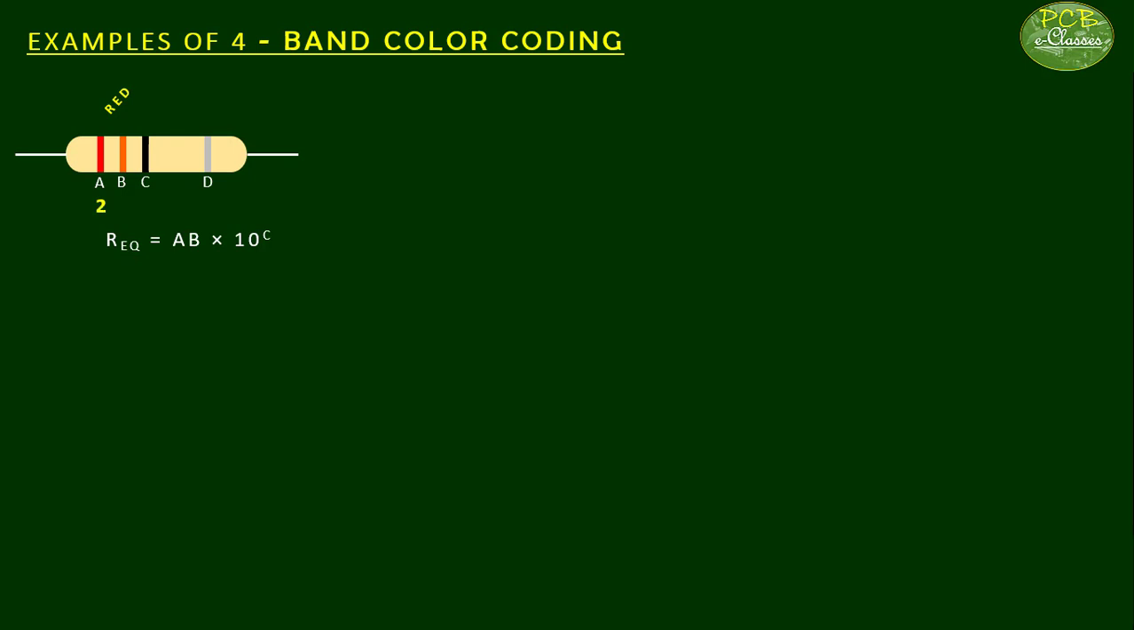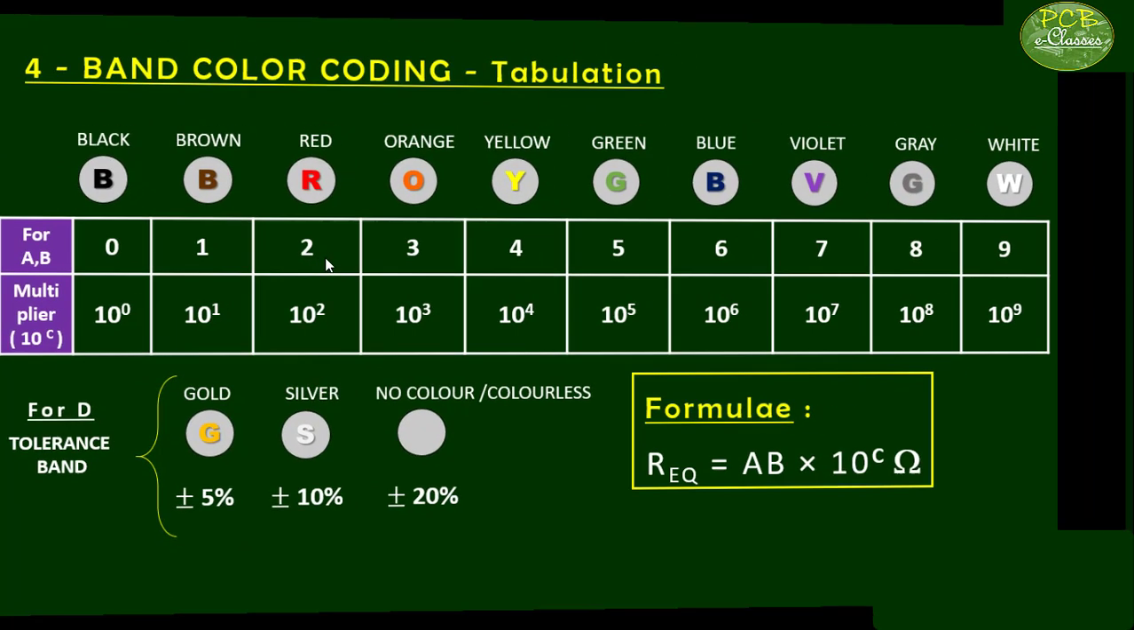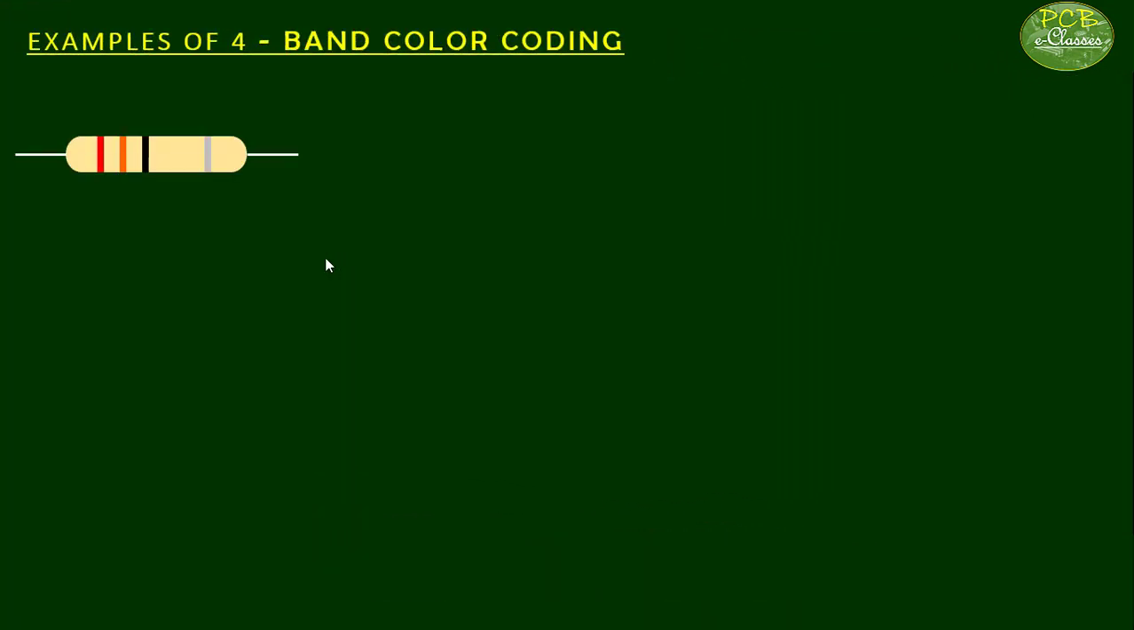If you are getting confused, then you can see the table here. What is the code of the red? Code of the red is 2. Similarly, the next one is the orange. What is the code? 3. Next, C. C is black. Black, what is the color code?